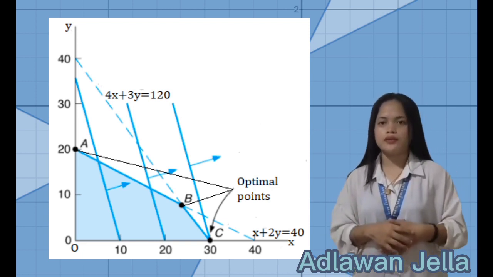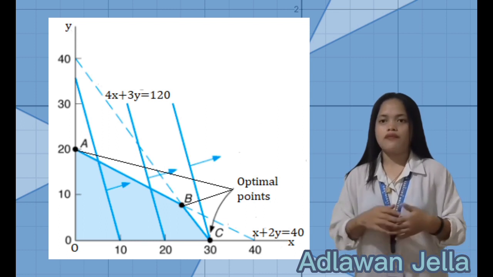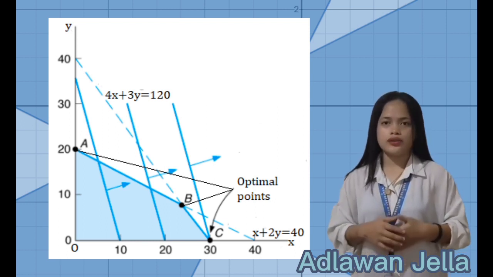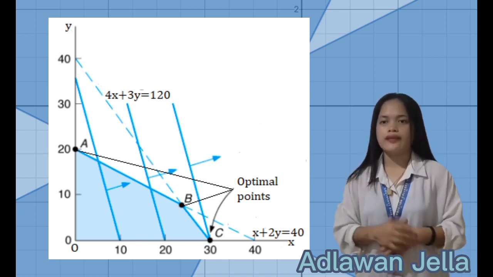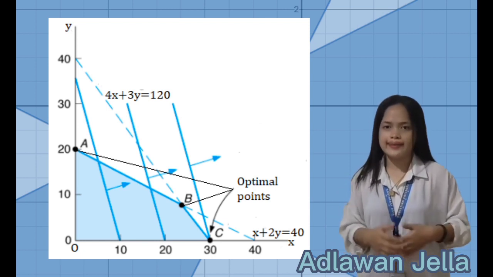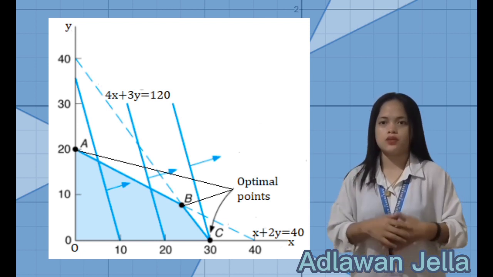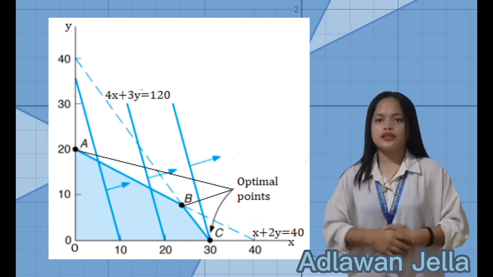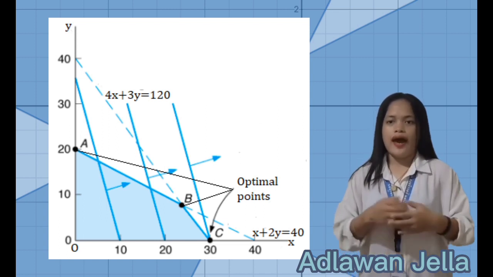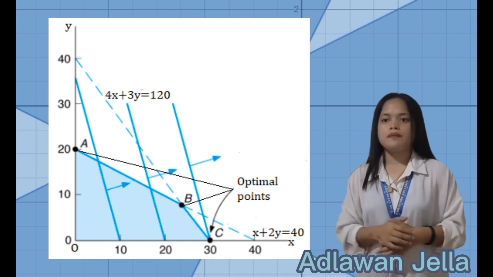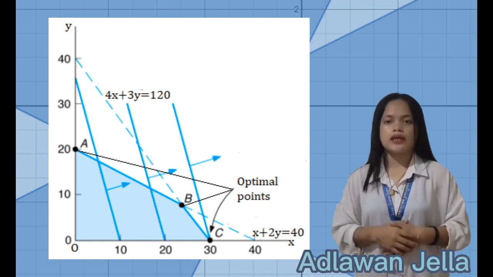The graphical representation of linear programming often involves plotting the constraints, the feasible region, and the objective function. By analyzing the geometric relationship between these elements, we can determine the optimal solutions and the corresponding values of the variables that achieve the best outcome.